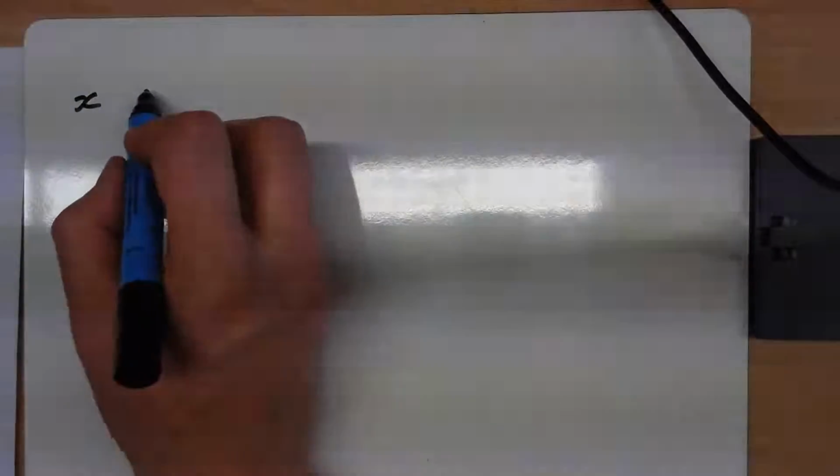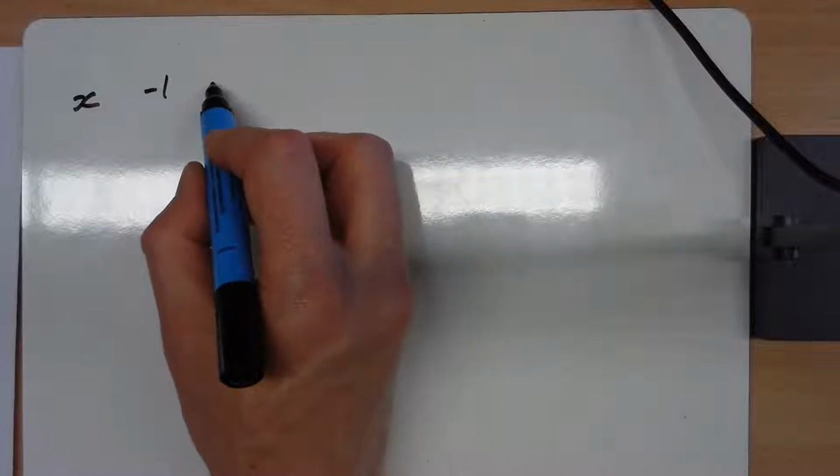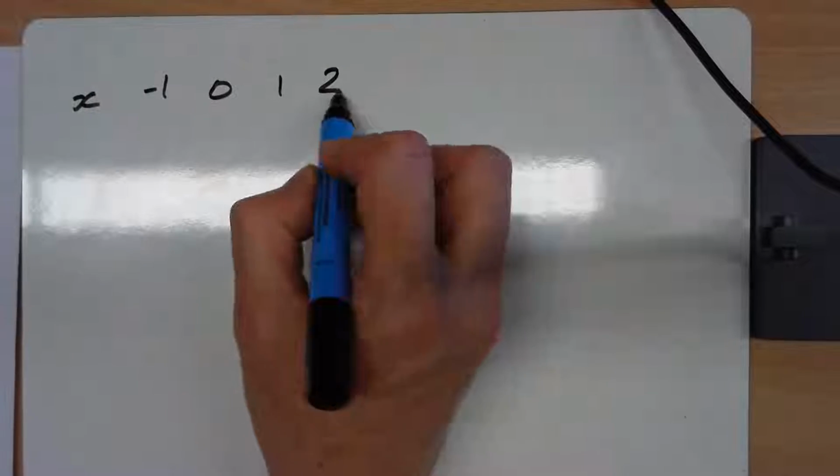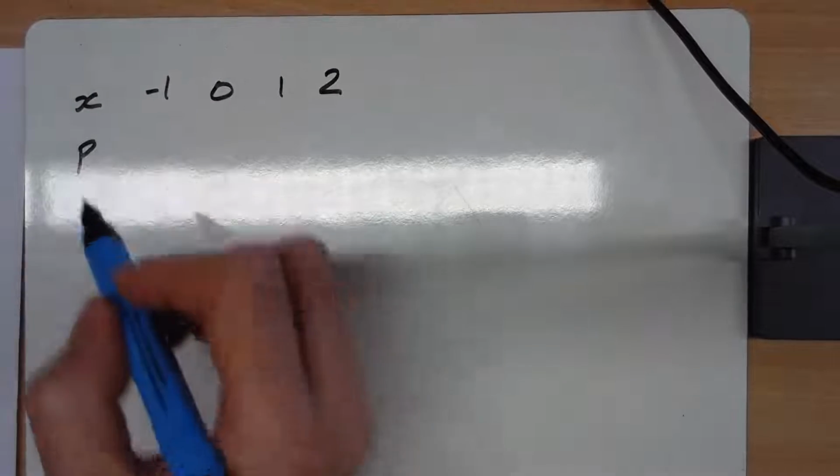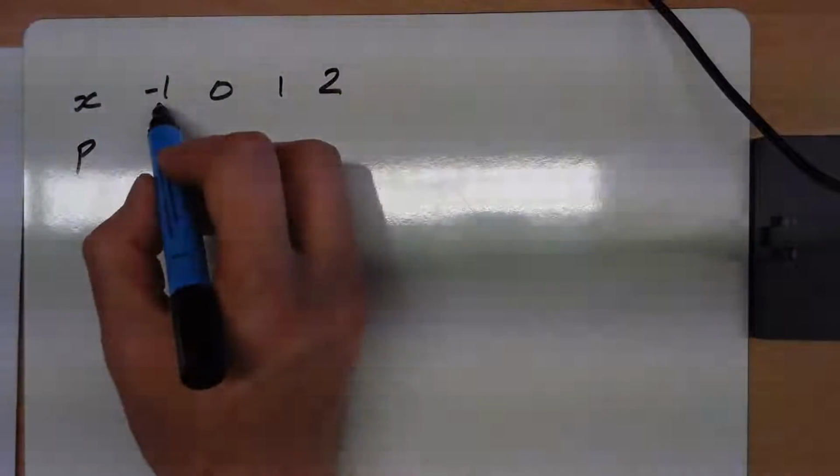Next one, we've got to build our own probability table. We're given the x numbers. The x numbers are -1, 0, 1, and 2. And the probability is given from the formula. So k times that number squared.